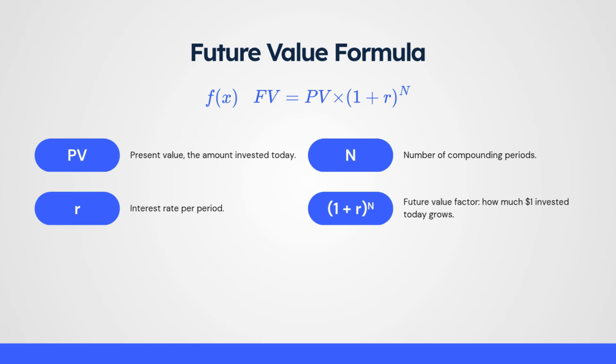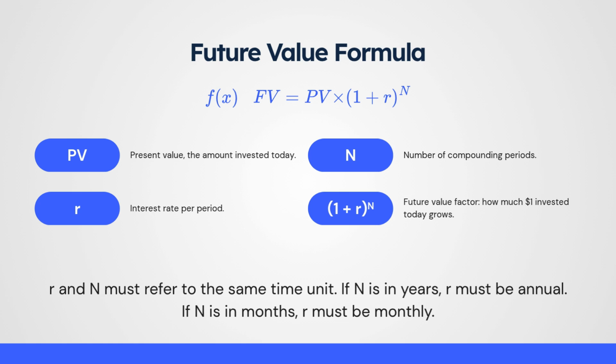The one rule you must never break. R and n have to refer to the same unit of time. If n is measured in years, r must be an annual rate. If n is in months, r must be monthly. We'll come back to that idea in the next lesson.